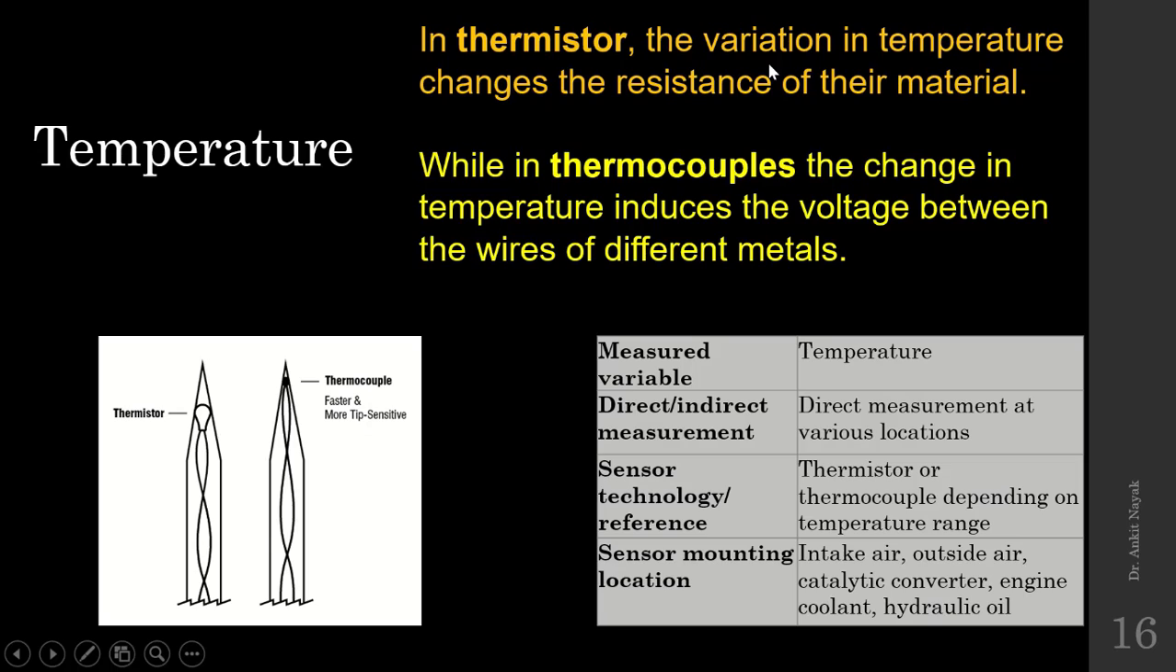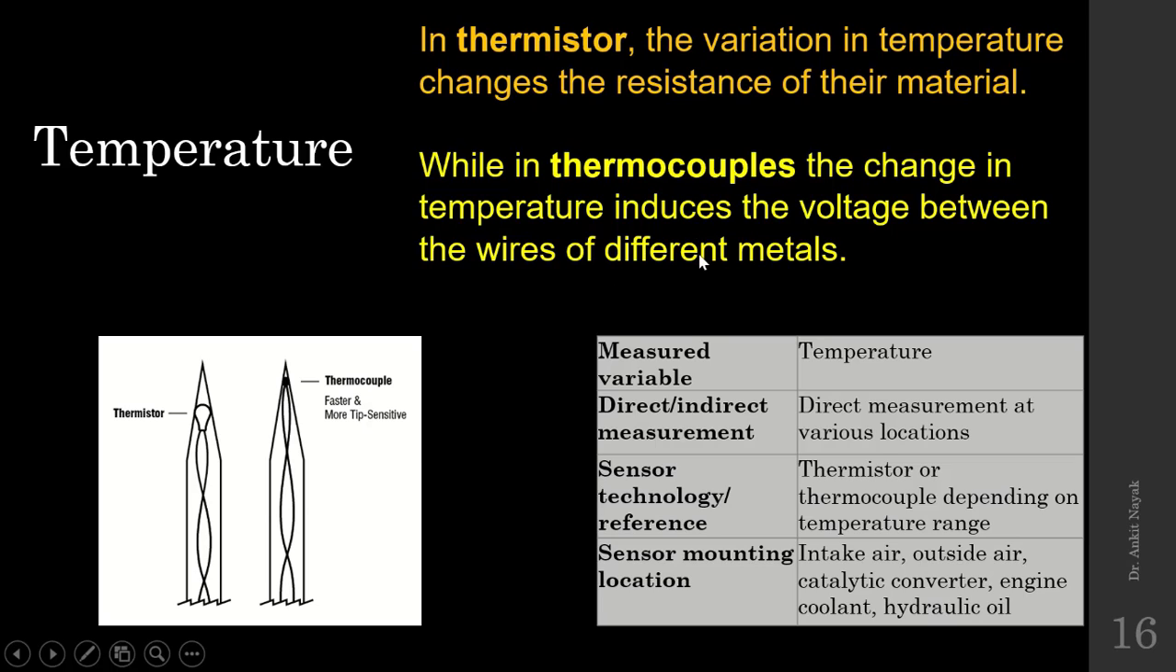So in a thermistor, the variation of the temperature changes the resistance of their material. According to the temperature, the resistance will change. So with respect to the resistance, we can sense the corresponding temperature. While in the thermocouple, the change in the temperature induces a voltage between wires of different metals.